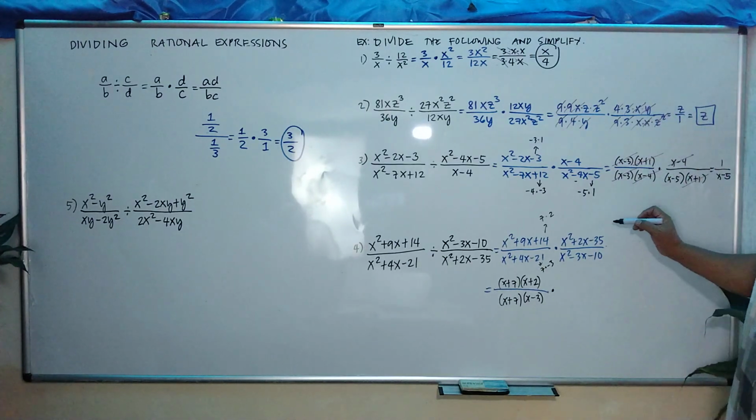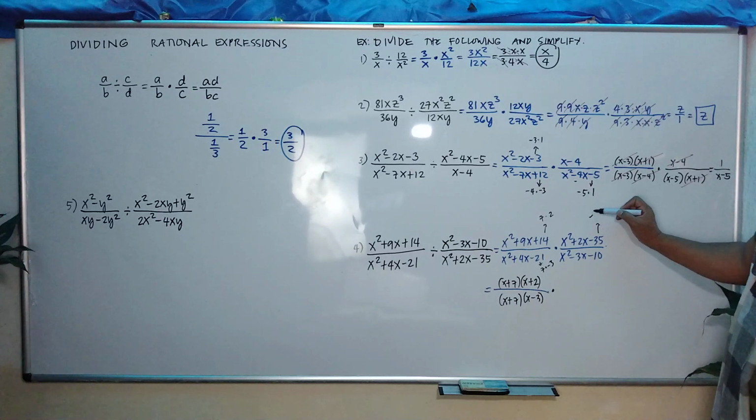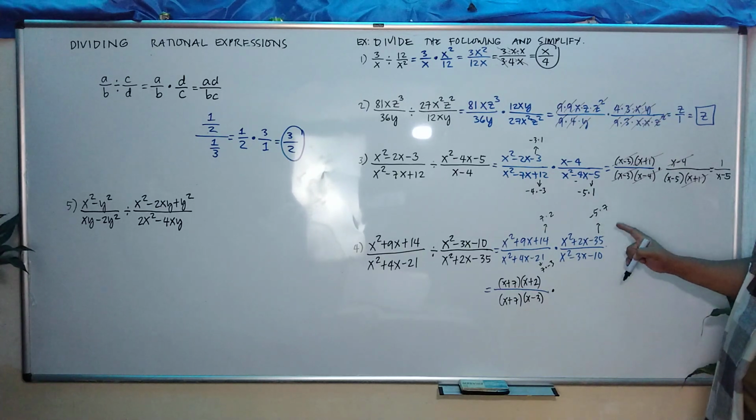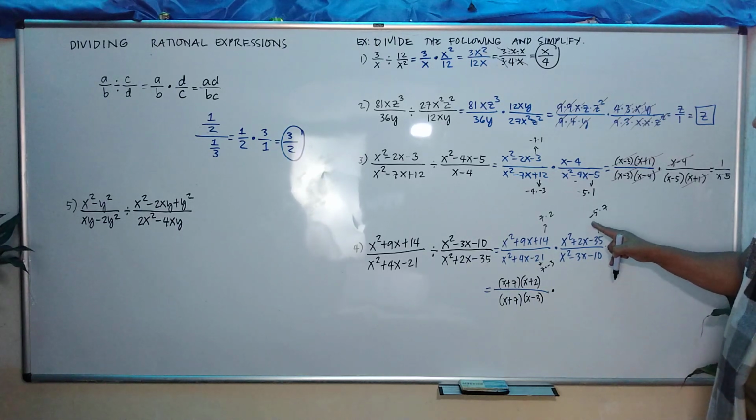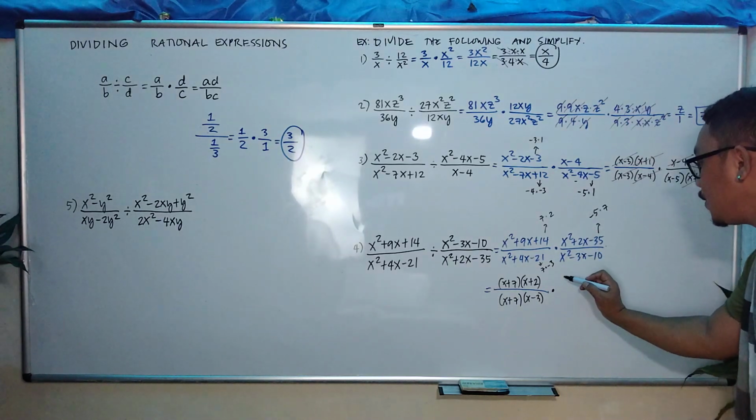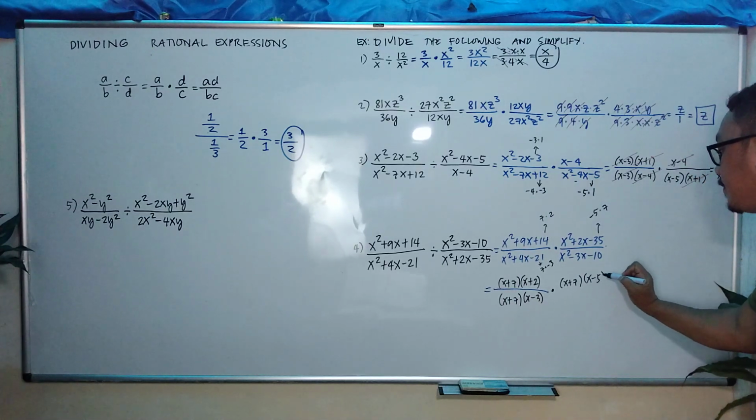So, times, kanina po siya. So, negative 35. What are the possible factors? You have, dapat si 5 mo'y negative, si 7 ang positive, no? Negative 5 times 7 is negative 35. 7 minus 5 is positive 2. So, you have x plus 7, x minus 5.